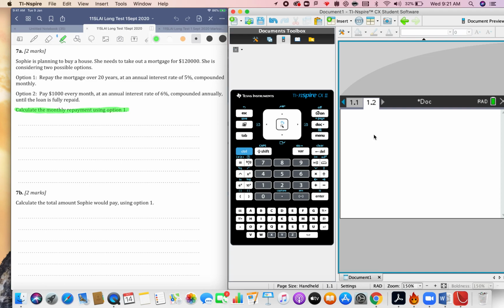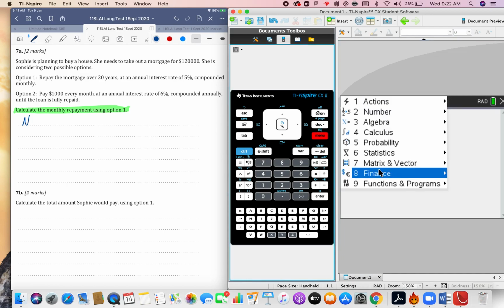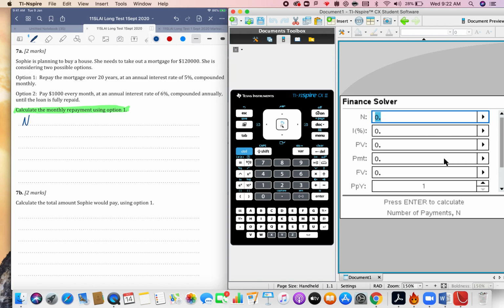Well, if it's monthly payments, that sounds like Finance Solver. If it was calculate the interest, maybe the compound interest formula, but this sounds very much like Finance Solver. So I'm going to pop a few little things down. Let's get our calculator out. Menu, Finance Solver. And we're going to write down the variables on our screen: I, PV, PMT, FV, PPY, and then CPY, and we always set this to end.